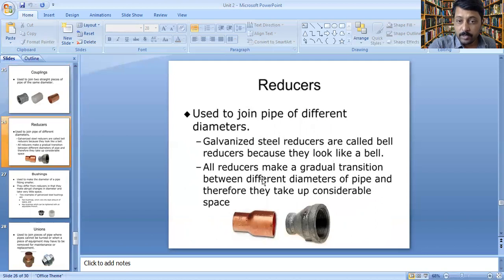Then there is a reducer. When we want to join two pipes of different diameters, in that case we have to use the reducer. Here you can see that one end has a larger diameter and the second part has a smaller diameter. So these are called reducers.